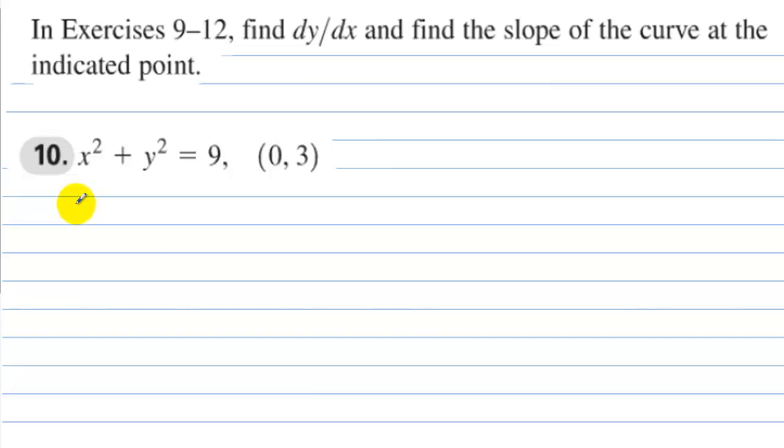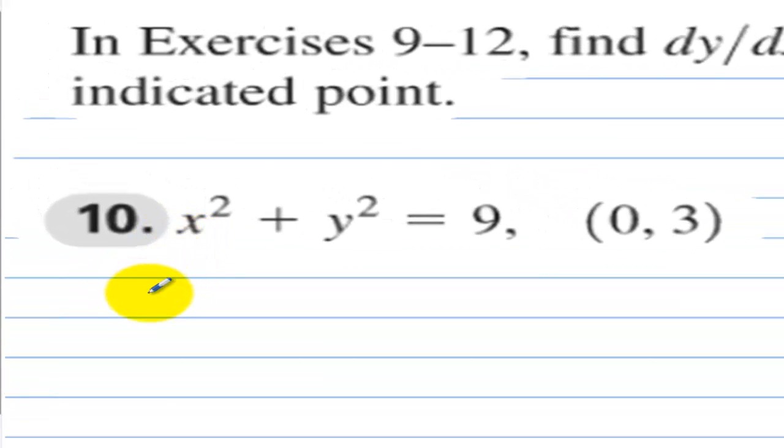This is section 4.2, day 2 on implicit differentiation. In exercises 9 through 12, find dy/dx and find the slope of the curve at the indicated point. Let's do number 10. Let's find the derivative first.